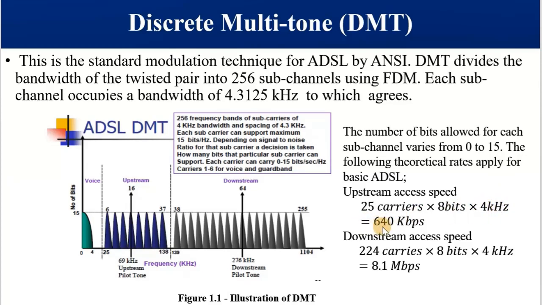So the upstream speed in this case will be 640 kilobits per second. If we allocate 224 carriers to the downstream speed, the total downstream or download speed is 224 multiplied by 8 bits multiplied by the bandwidth of each channel, which is equal to 4 kilohertz. As you can see, because the downstream has more channel carriers, it has a higher download speed when compared to the upstream direction.